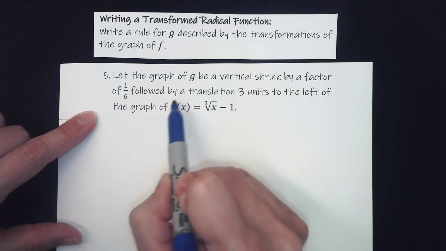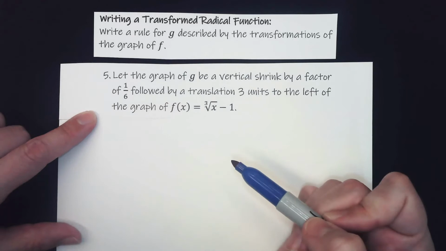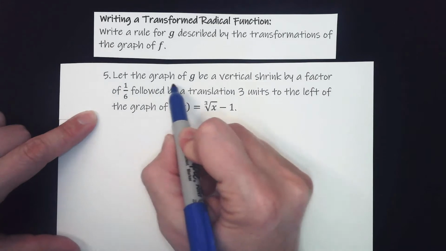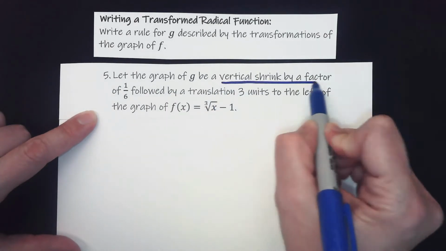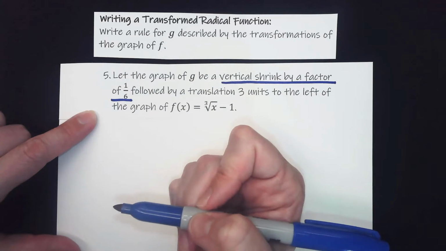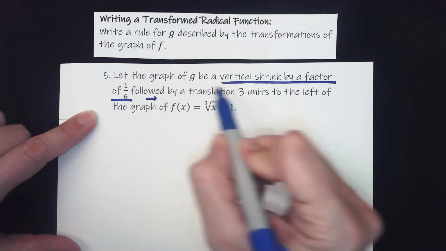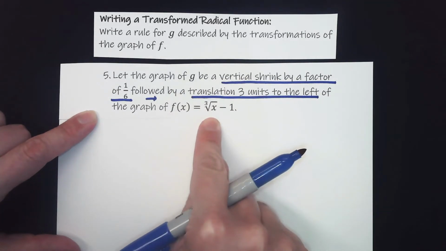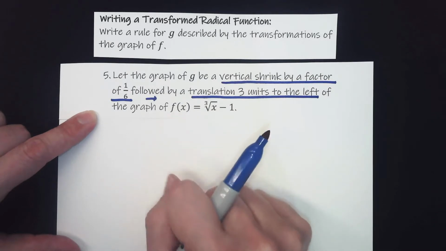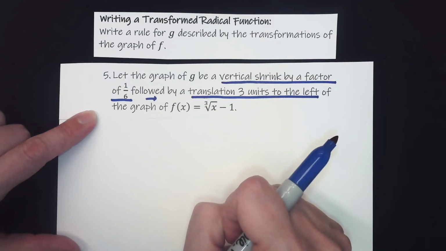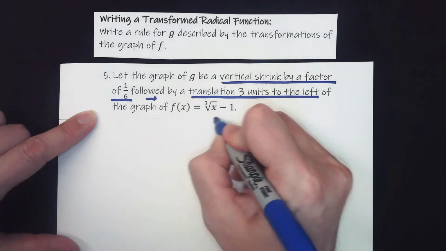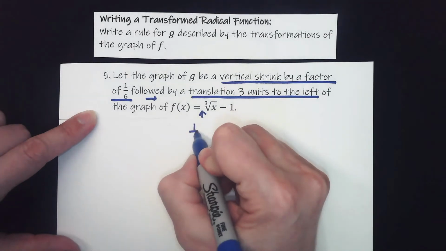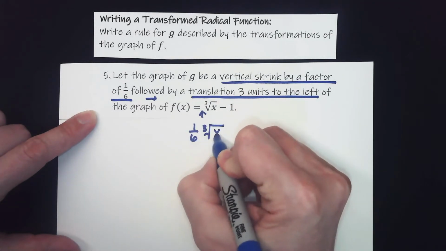Function f is what we're starting with, and then we're going to do these other transformations to it and get function g. So it tells me the graph of g has a vertical shrink by a factor of 1/6, followed by a translation 3 units to the left of this equation. So we have to think, what does a vertical shrink by a factor of 1/6 mean? That means if I take this graph, a shrink goes right there. So I end up with 1/6 times the cube root of x.